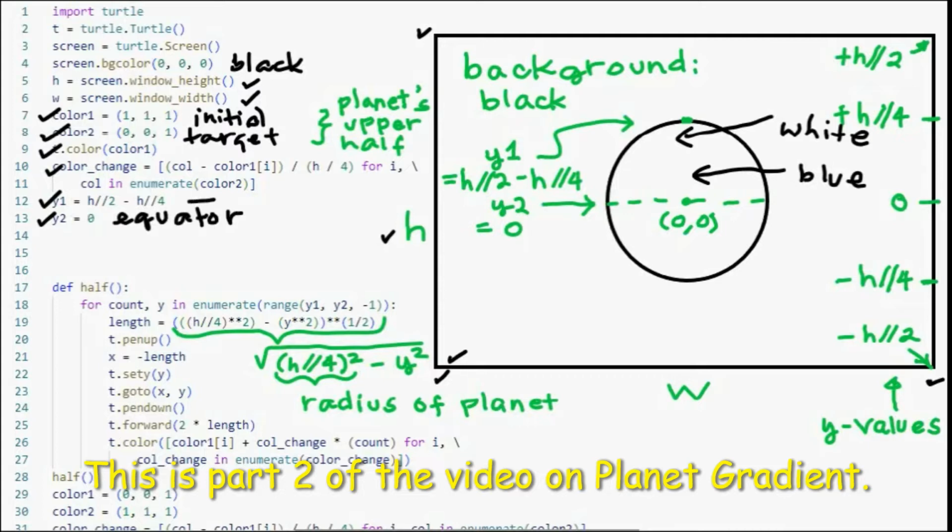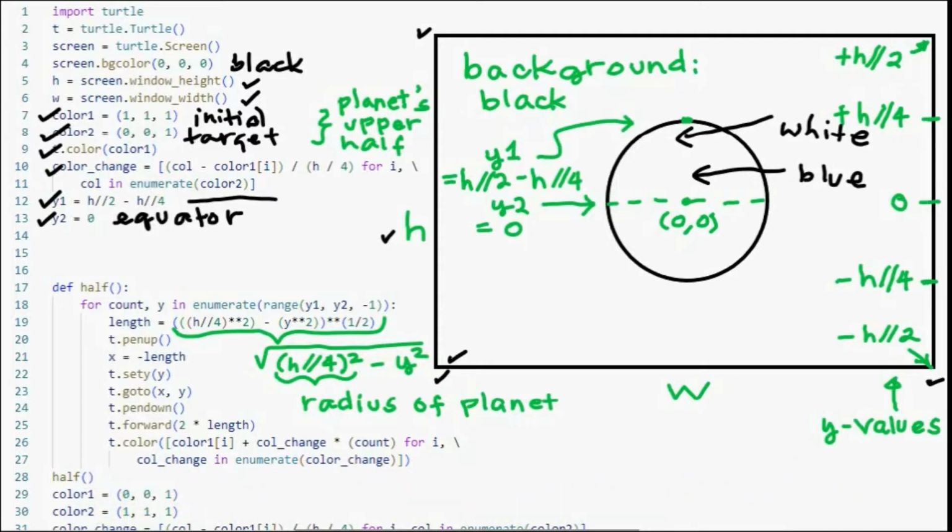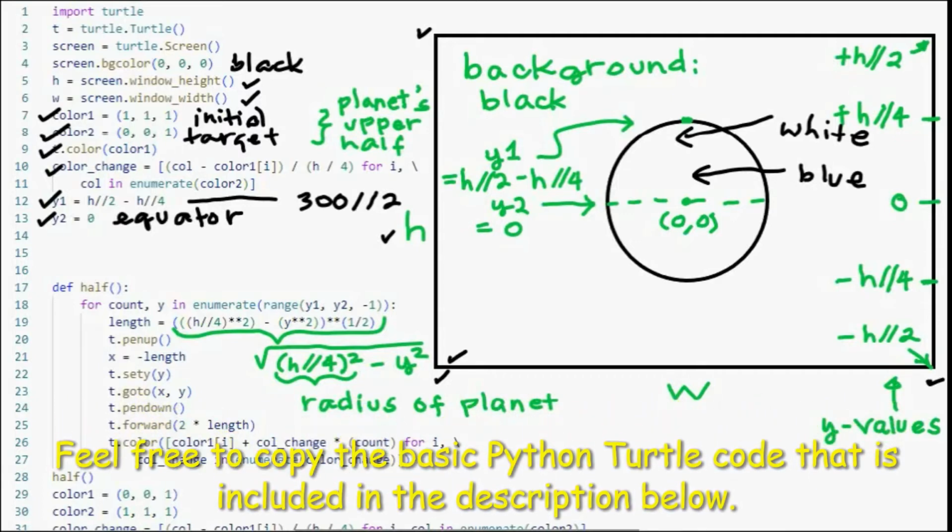Now, what is y sub 1? Y1 is h // 2. Remember that our h is 300. In Python programming, if it is // 2, we need to have an answer that is an integer. 300 divided by 2 is anyway an integer, so there is no problem with that.